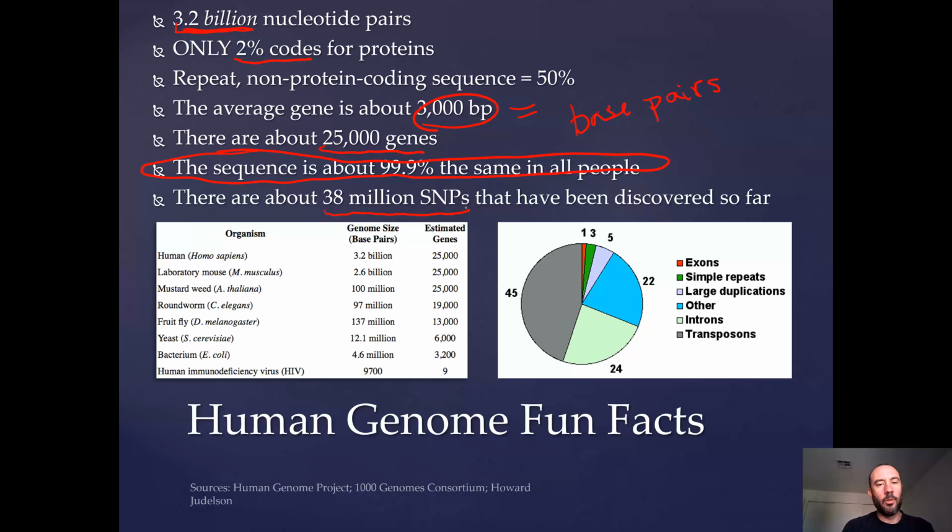Okay, so remember, SNP is single nucleotide polymorphism. So you'll notice that of these organisms that are listed here, humans have the largest genome size, but we have the same estimated genes as a laboratory mouse and as mustard weed. Interesting, right?